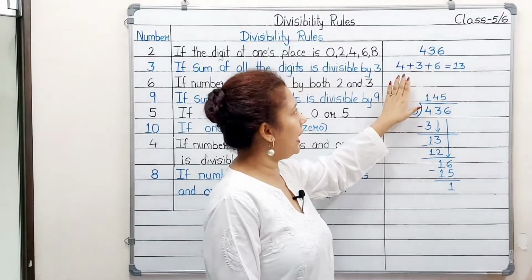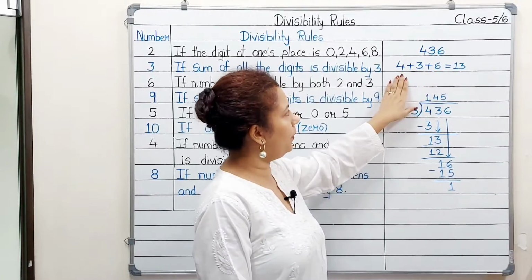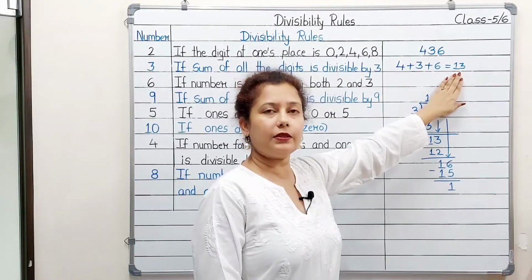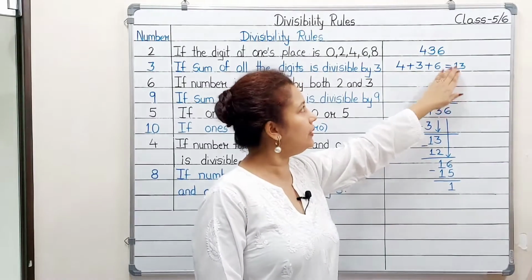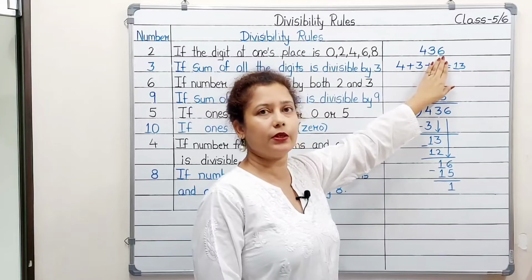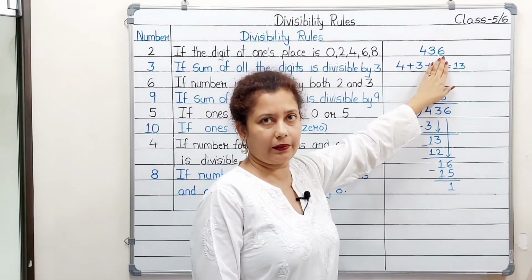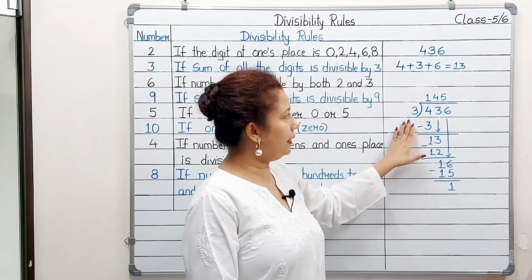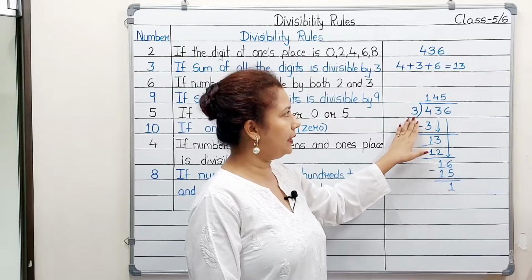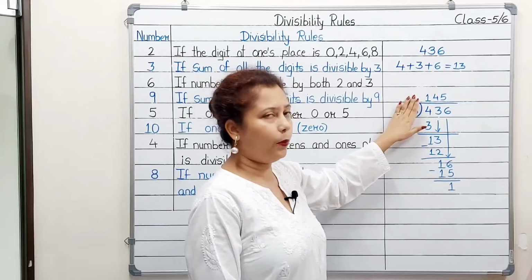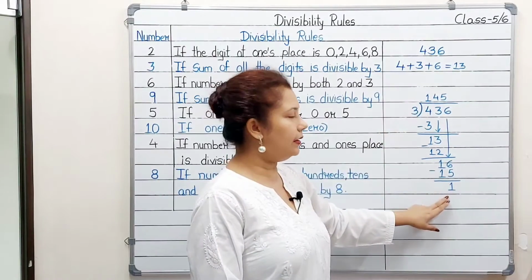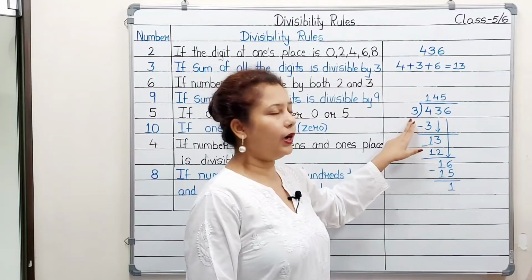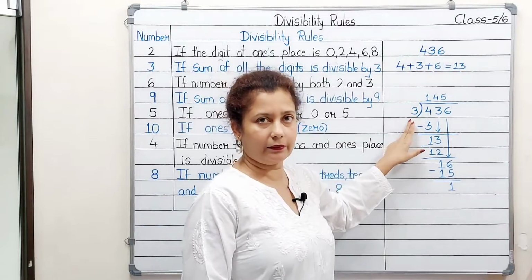436. When we add all the digits 4 plus 3 plus 6, the result is 13. 13 is not divisible by 3. That means 436 is not completely divisible by 3. This we can confirm by dividing it by 3. When we divide 436 by 3, we get the quotient 145 and the remainder is 1. So, 436 is not completely divisible by 3.